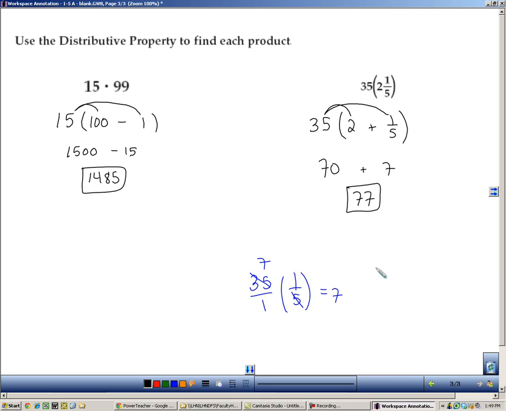So those are some examples of using the distributive property. When you have a value that's outside of a group of parentheses, you distribute it or multiply it by each term inside the parentheses.